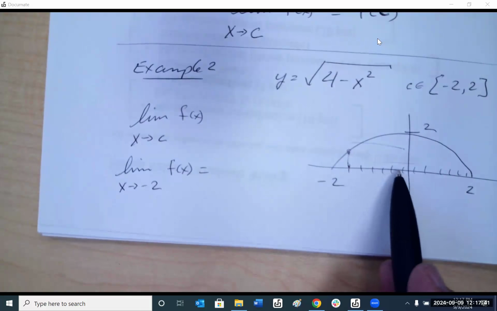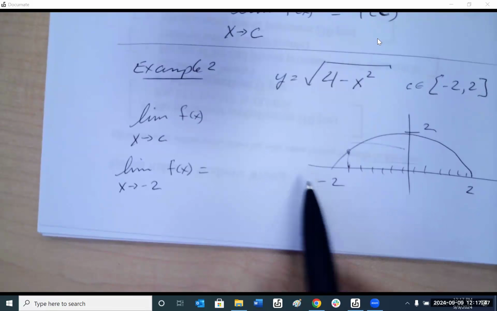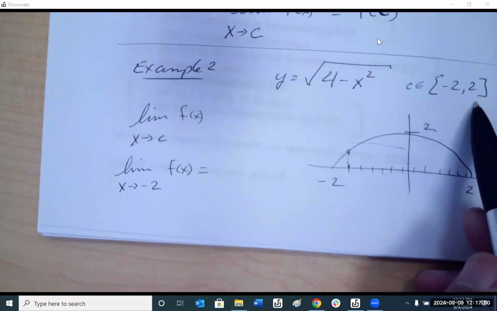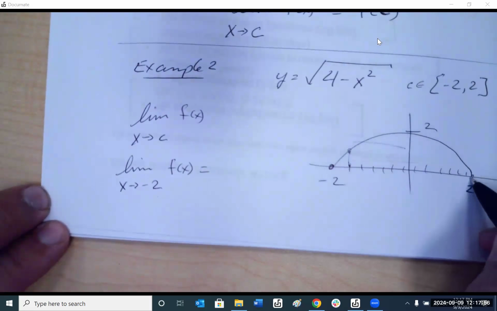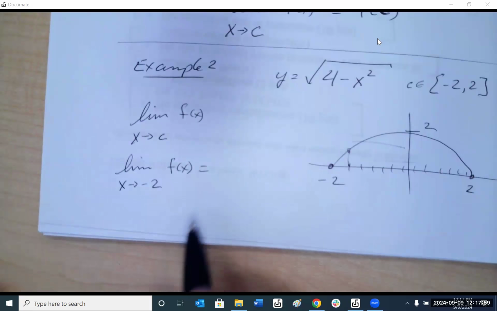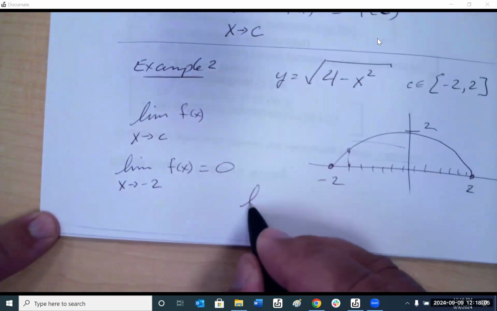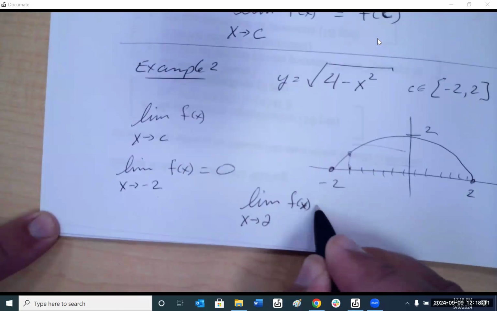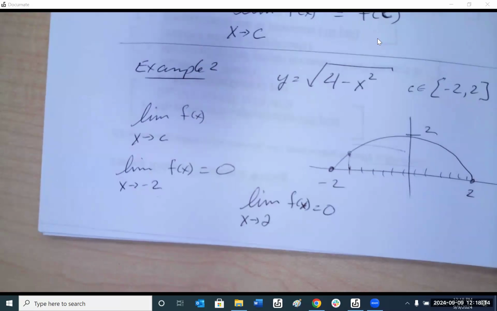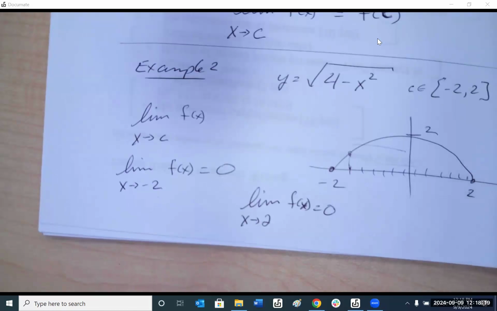At negative 2, does it have a right side limit? Does it have a left side? Does it need a left side? No, because it's not in the domain. The domain simply says from negative 2 to 2, all the points are defined at those values. So the limit of this one is 0. And the other side, the limit as x approaches positive 2 of our function also equals 0. And it also exists. The right-hand side doesn't have to exist because it's not in the domain. The left side exists because every point is defined. So that is a continuous function.